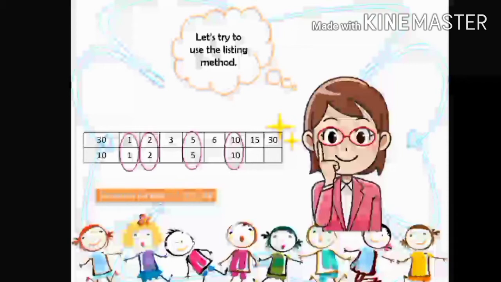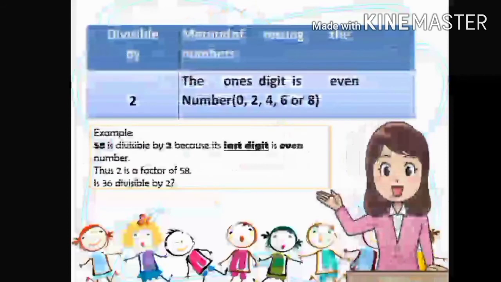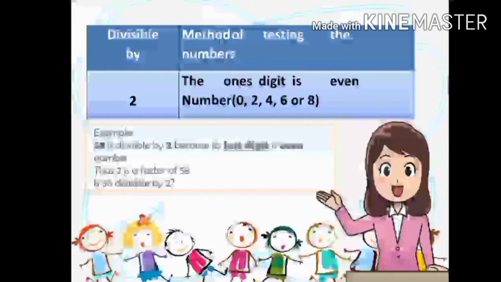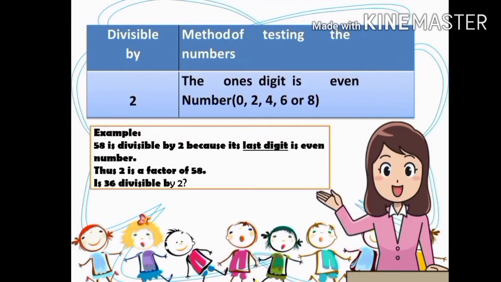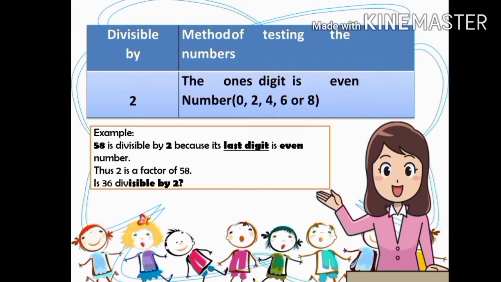So what are the common factors? It is already encircled. We have 1, 2, 5, and 10. So if it is divisible by 2, the method of testing is that the ones digit is an even number. It's either 0, 2, 4, 6, or 8. For example, 58 is divisible by 2 because its last digit is 8, which is an even number. Thus, 2 is a factor of 58.